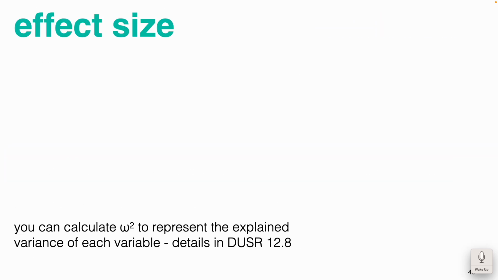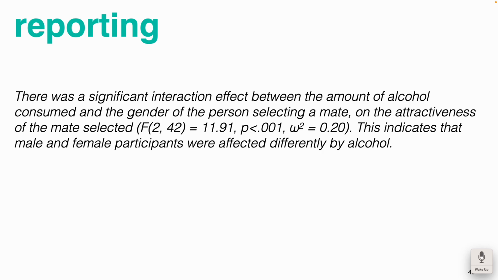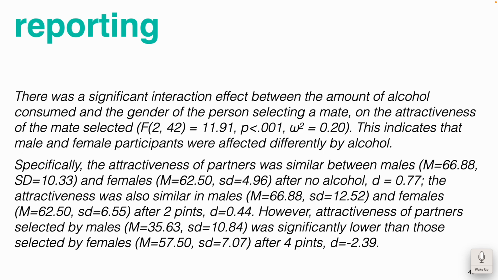So that's that. And then you can calculate omega squared to represent the explained variance of each variable. So that's how you do effect size reporting. There is a significant interaction effect between the amount of alcohol consumed and the gender of the person selecting a mate on the attractiveness of the mate selected. Okay, so it is selecting someone who is rated as less attractive, I guess. This indicates that male and female participants were affected differently by alcohol. Specifically, the attractiveness of partners was similar between males and females after no alcohol. The attractiveness was also similar in males and females after 2 pints. However, the attractiveness selected by males was significantly lower than those by females after 4 pints.